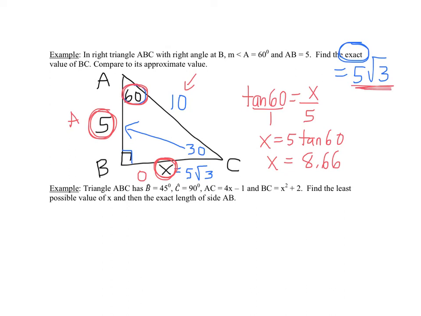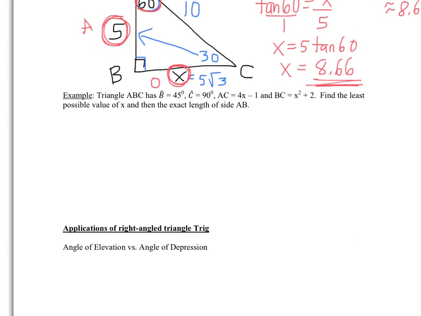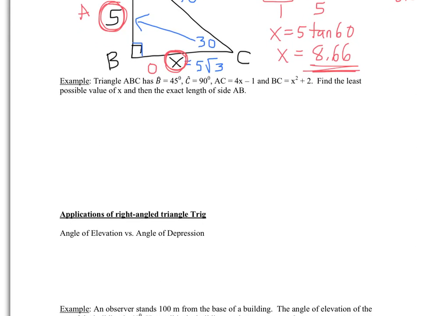Now, punch in on your blank screen 5 times the square root of 3. Guess what you're going to get? This is also 8.66. Alright, so 8.66 is an approximate value. 5 radical 3 is an exact value. One more example, and then the application part we're going to do in class.